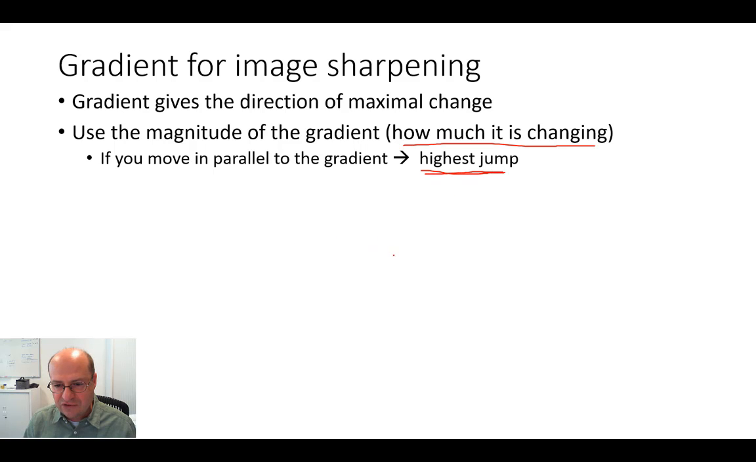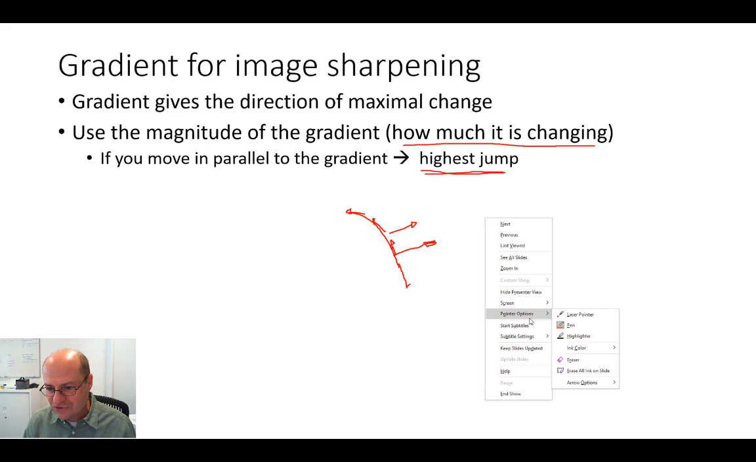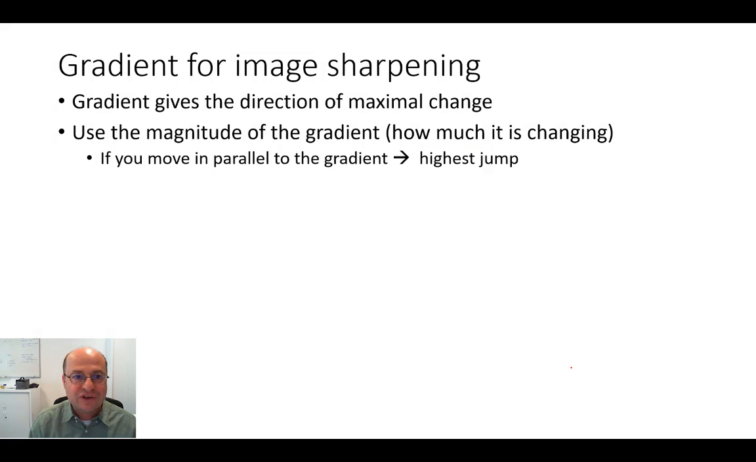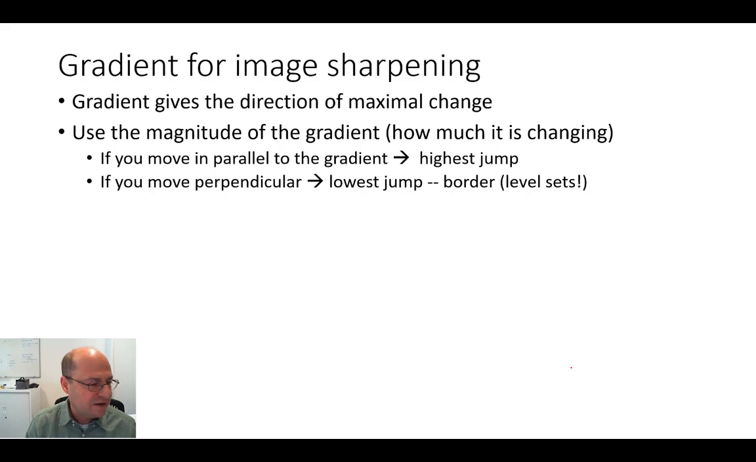So you see that the gradient points orthogonal to the boundary, which is the highest change here. So if we always walk orthogonal to the gradient in the image, we are following the sharpest edges, the most pronounced changes. This is the main use of the gradient. Now, I've just said that I didn't need to draw. If you move perpendicular, that's the lowest jump, that's the border, that's the level.